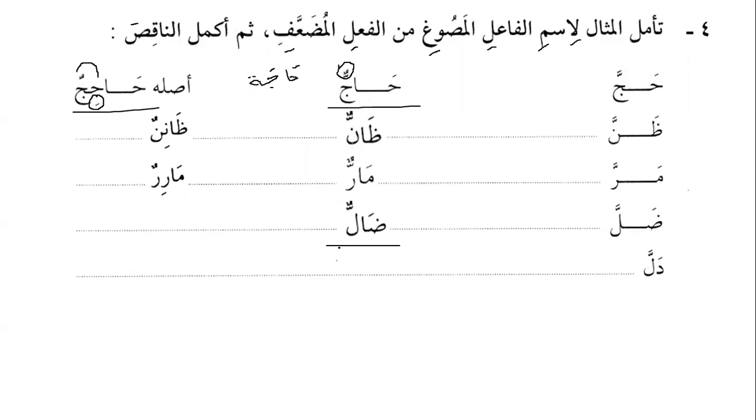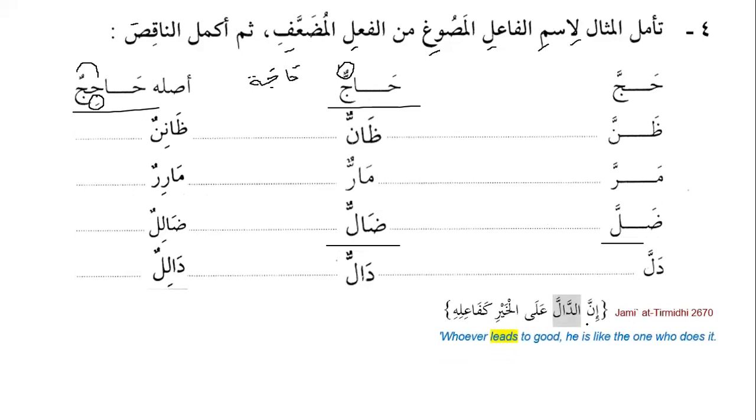Una, ina, you must get used to it now; we have been discussing this since book number 1. So dalla, he went astray. Dallun, the one who goes astray. Dalluna will be the marfu form, and dallina will be the majrur form. Then we have dalla with dal, to indicate or to guide, and it will be dallun, and the real form is dalilun.